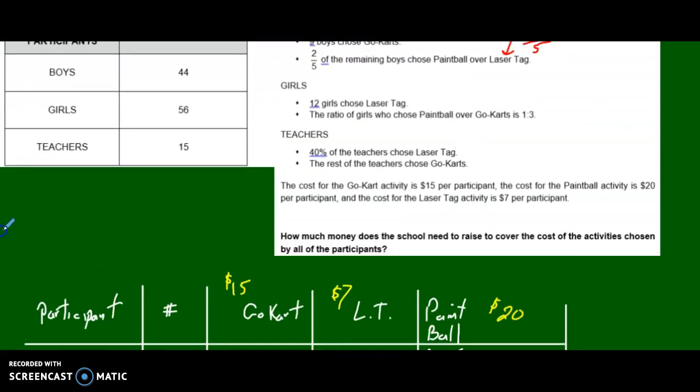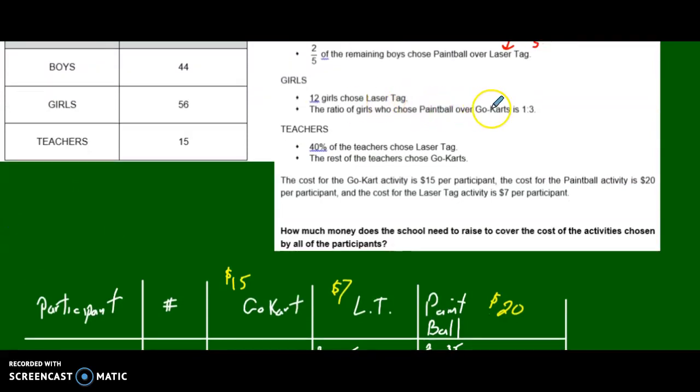The ratio of, okay, there are 44 girls left, 1 to 3. So the ratio of girls who choose paintball over go-karts, total remaining is 44. I'm going to do the ratio thingy. The ratio of girls who chose paintball over go-karts is 1 to 3. Paintball over go-karts? Does that mean that there's more paintball? So there should be 3 to 1?